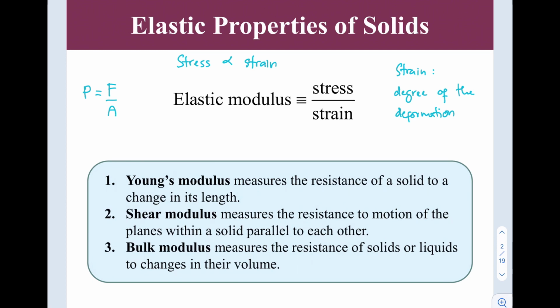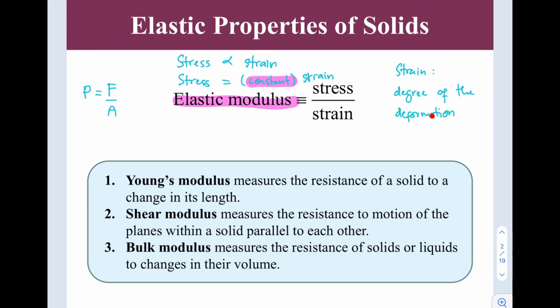So when we have a proportionality like this, stress is proportional to the strain. To put it in a formula, stress is equivalent to a constant, a modulus, times the strain. So the constant here is known as the elastic modulus.